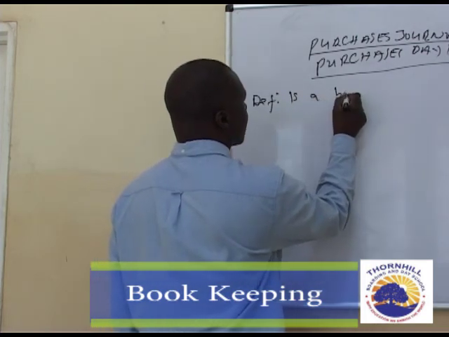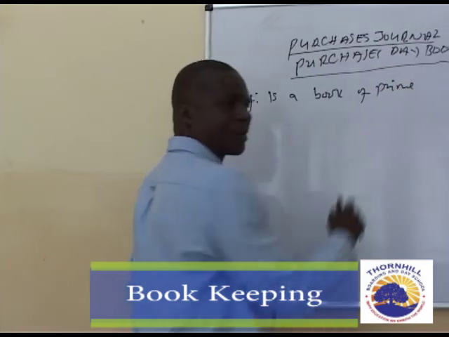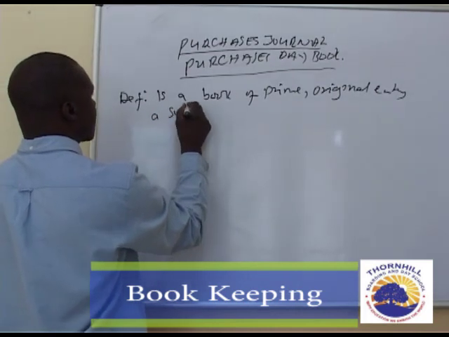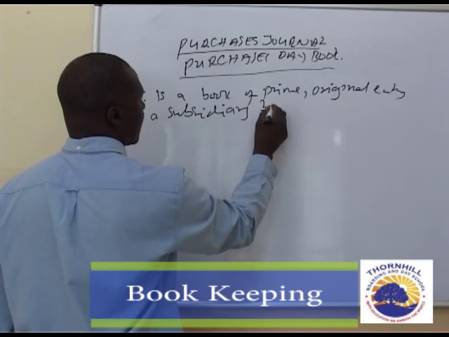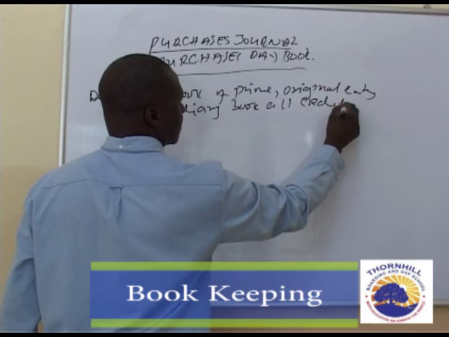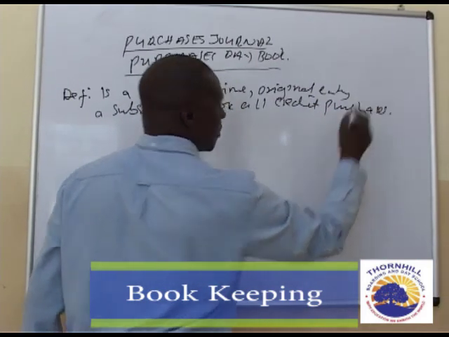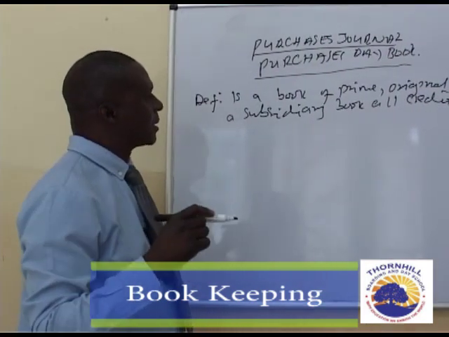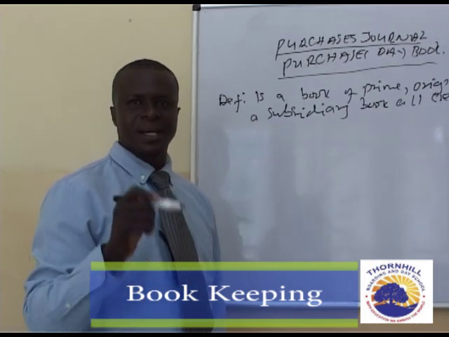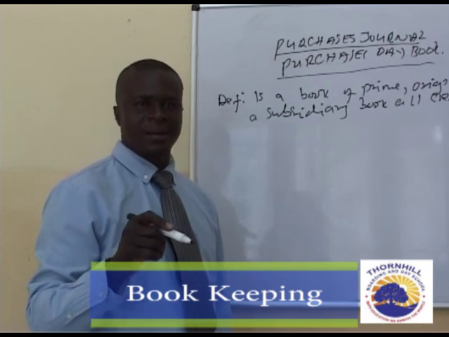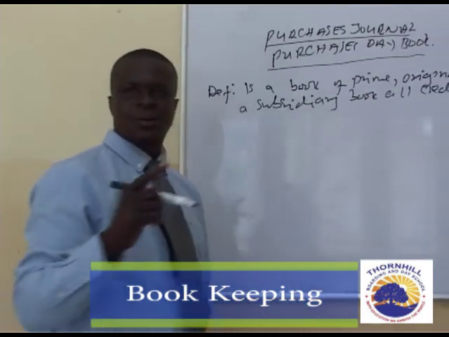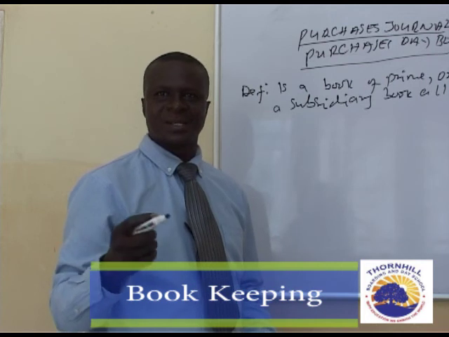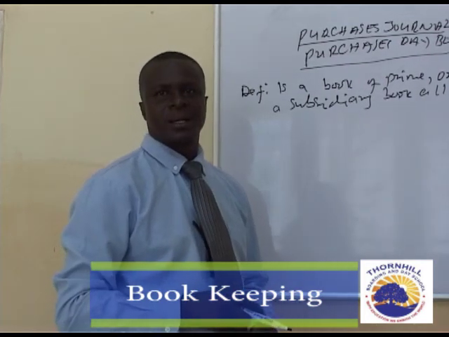So this one is a book of primary entry. Other people use the word original entry. Others will say a subsidiary book for all credit purchases. The keyword is prime. Prime means first entry. So all the credit purchases are first recorded in a book known as Purchases Daybook or Purchases Journal before they are posted to any other ledger or any other entries. So we start school with primary. The first place where you start school is primary. So the first book for the credit purchases is also called the prime entry, or the purchases daybook.